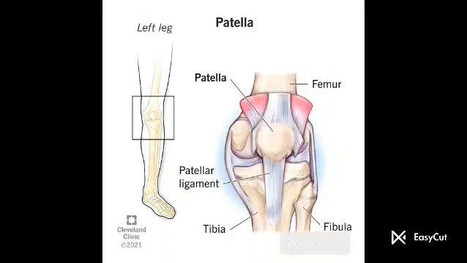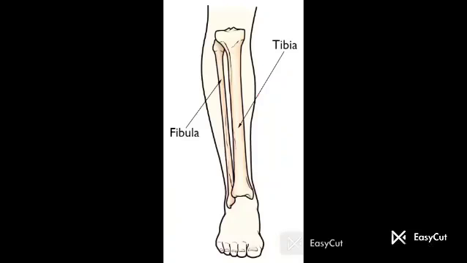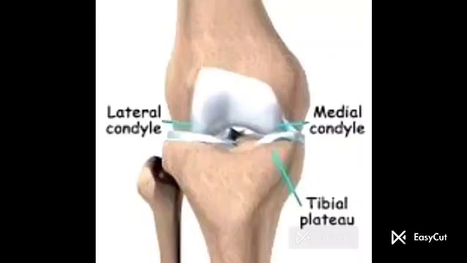Next to the patella, there are 2 important bones of our body, which are the tibia and fibula. Talking about the tibia, we see that on its head there are 2 condyles present. These 2 condyles are medial and lateral. They are mainly responsible for the articulation with the condyles of the femur. So all these together form the knee joint.